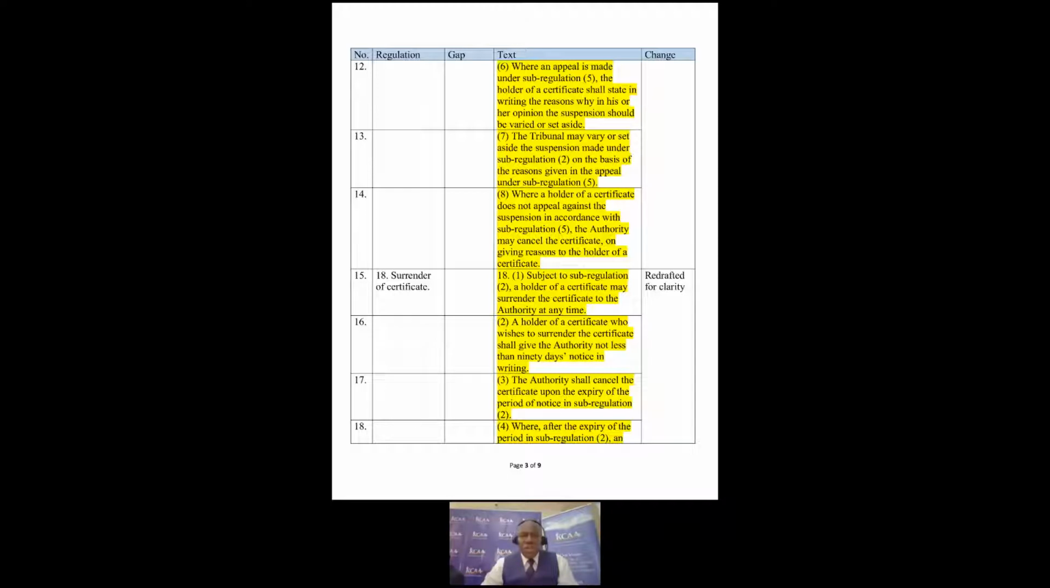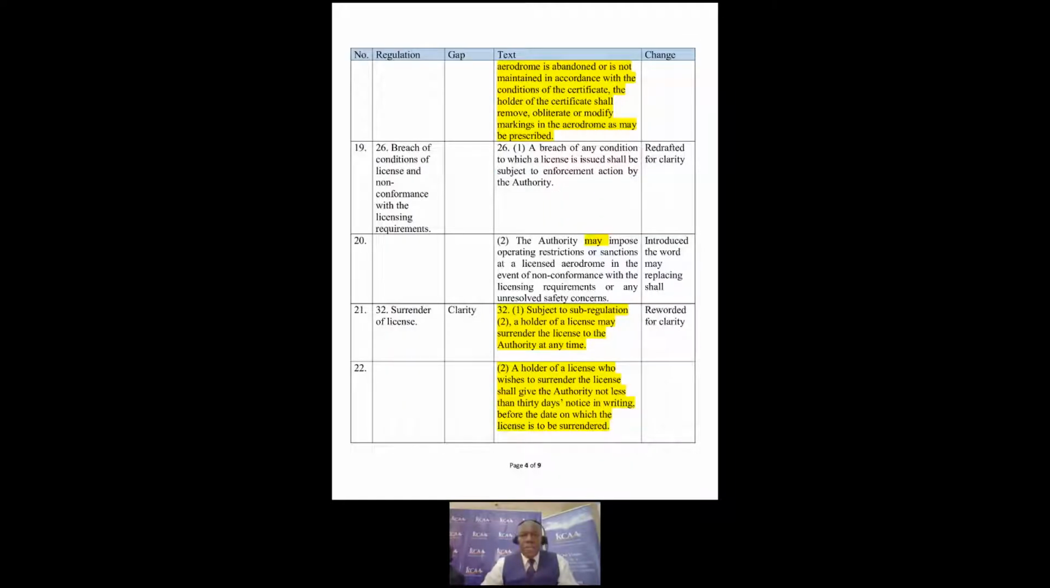We have also redrafted Regulation 18, surrender of certificate, for clarity. So the regulation has been redrafted for clarity, and you can go through the regulations indicated. Regulation 26 has also been redrafted. A breach of any conditions to which a license is issued shall be subject to enforcement by the authority.